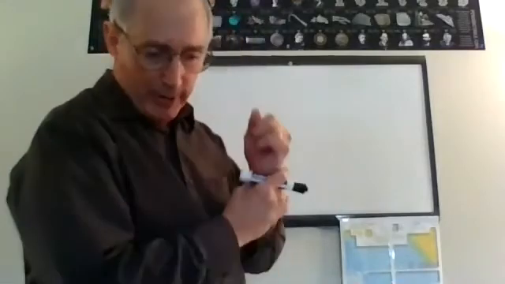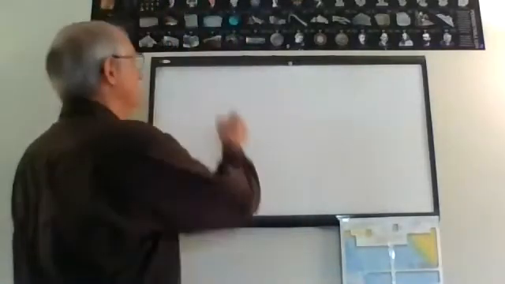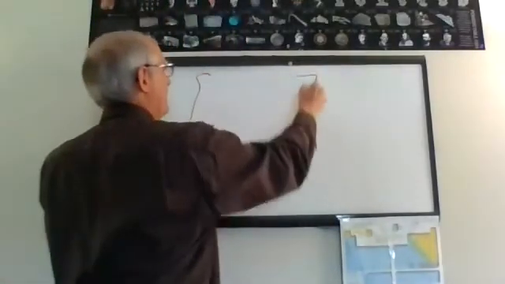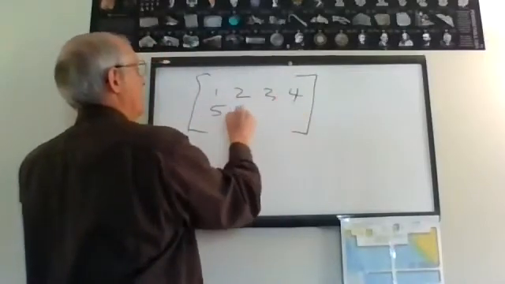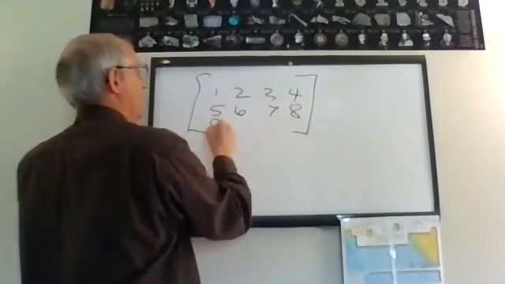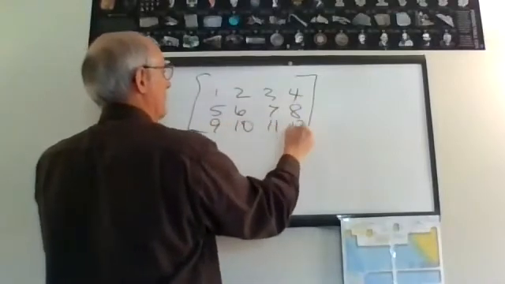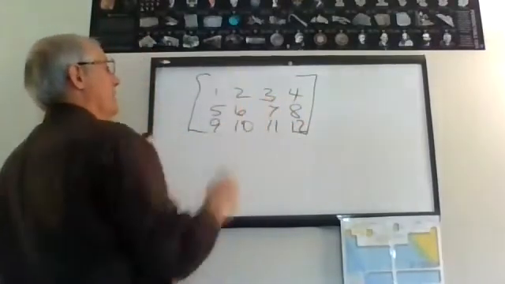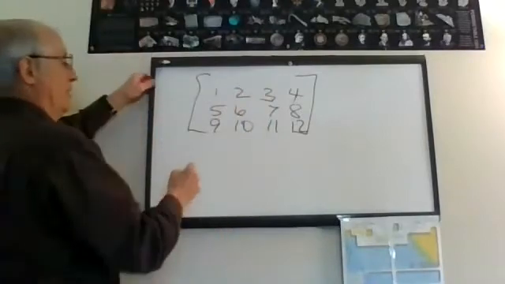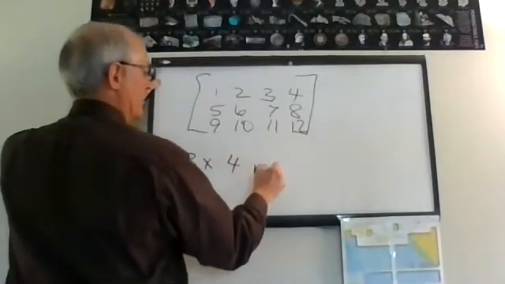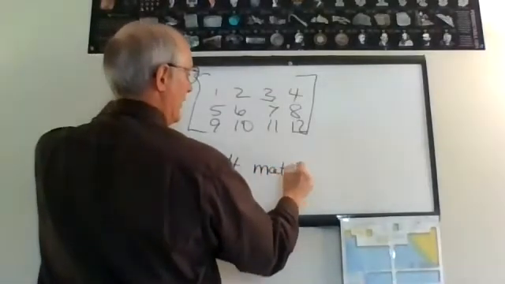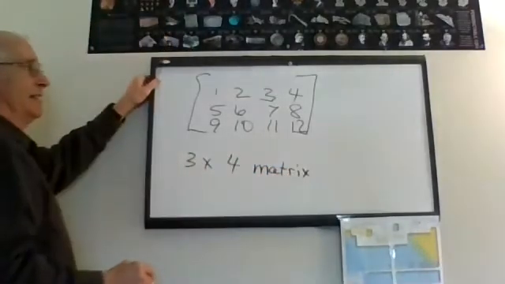So a matrix is a rectangular arrangement of numbers in rows and columns. They give you an example there, 5, 4, 4, 9. So let's just go like this. 1, 2, 3, 4, 5, 6, 7, 8, 9, 10, 11, 12. Okay, this is considered a 3 by 4 matrix. The plural of that is matrices.